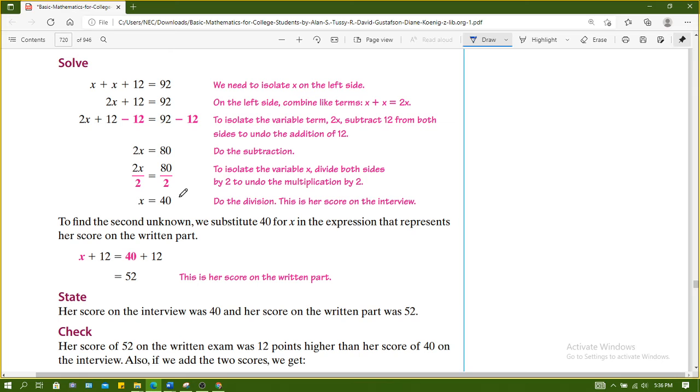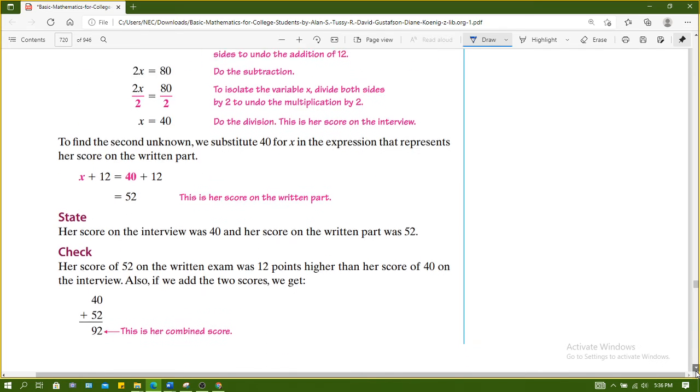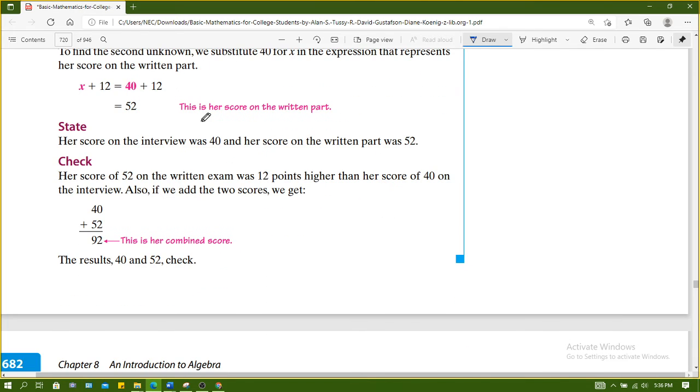Therefore, her first score is X. So 40 is her score in the interview, and 52 is her score in the written part. So state: her score in the interview was 40 and her score on the written part was 52. To check, when you combine the two together, it should equal 92. Since the result is really 92, then 40 and 52 check.